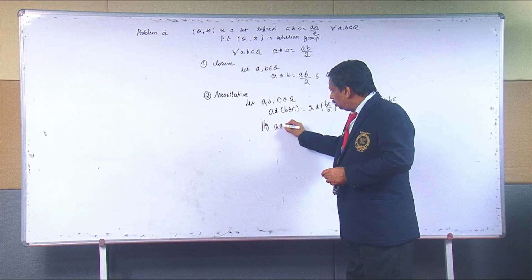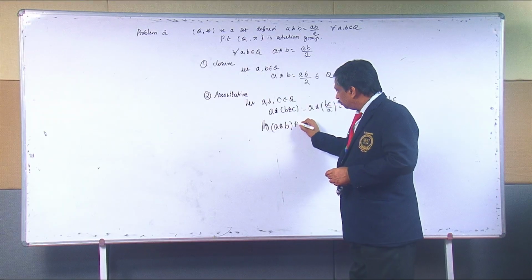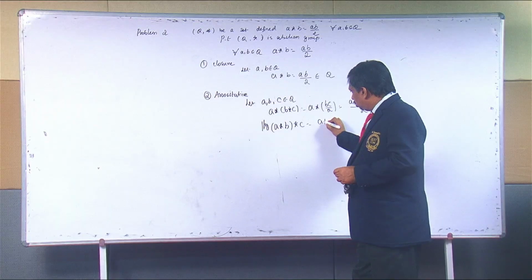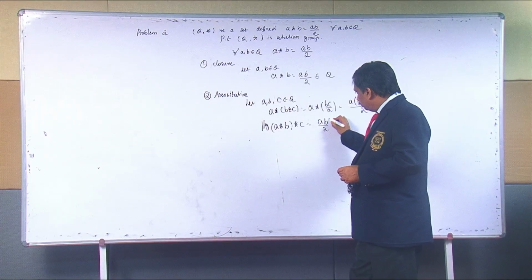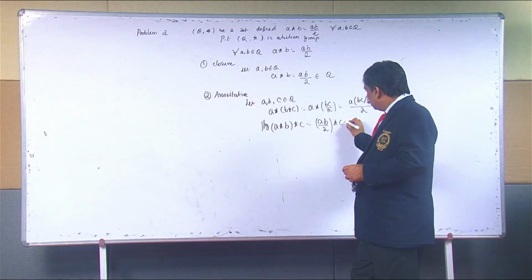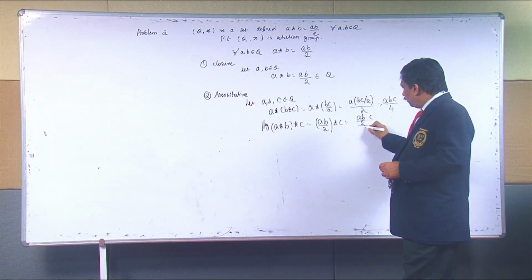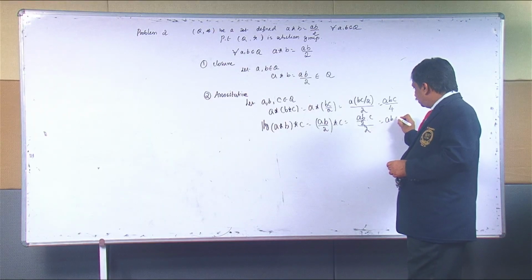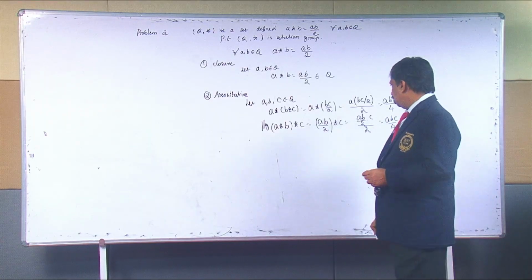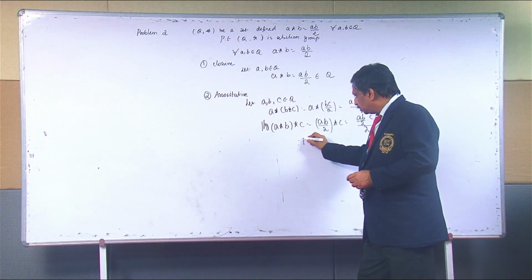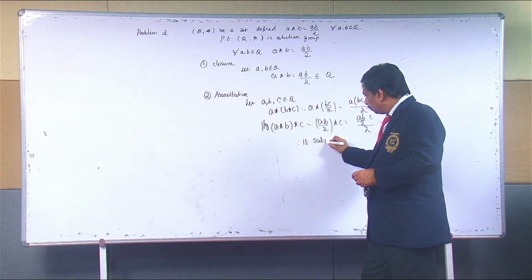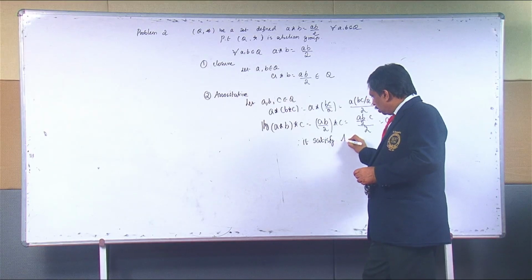Similarly, (a star b) star c: a star b is ab by 2, star c is ab by 2 into c divided by 2. Therefore, abc by 4. Therefore, it satisfies the associative property.